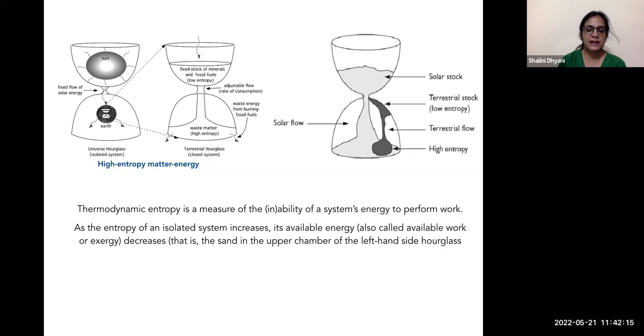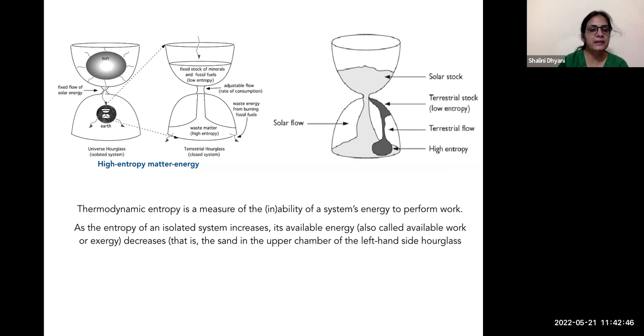Now, thermodynamic entropy is a measure of the inability of a system's energy to perform work. So there is a situation where you don't get any work done, but at the same time, a zero energy situation is very, very hard to find on this planet. There are two important examples, and these are also in your book.